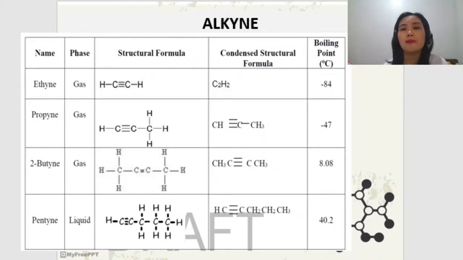Okay, and how about the alkyne group? Still ethyne, propyne, now using the ending -yne. But the prefixes eth, prop, and but are still the same. Try to check their structural formula, the condensed formula, and of course, the boiling point. And do not forget their phases: is it gas, solid, or liquid?